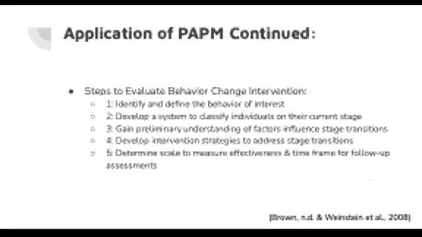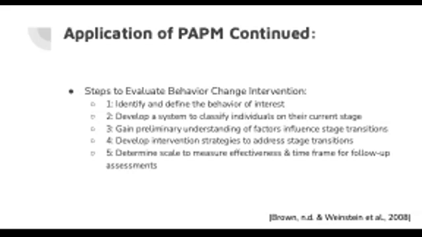PAPM is utilized to develop and evaluate behavior change interventions. To implement these, there are 5 steps that can be followed to achieve success. The first step in this process is to identify and define the behavior of interest. PAPM focuses on the adoption of specific health behaviors such as cholesterol testing or broader health behaviors such as increasing exercise. Once the health behavior is defined, the second step is to classify individuals based on their current stage in the PAPM model. This classification can then be applied to the target population being evaluated.